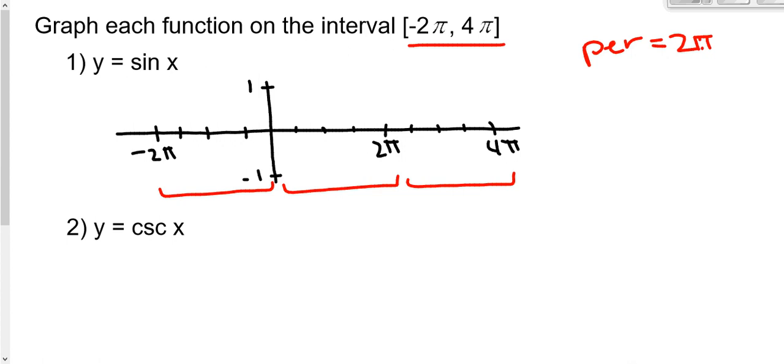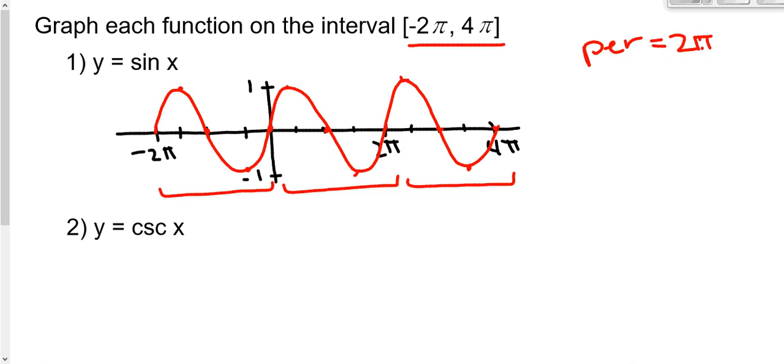Start at 0, 0, so start at the middle, then you go to the top, to the middle, to the bottom, to the middle, to the top, to the middle, to the bottom, to the middle, and on the other side, we're at the middle, to the bottom, to the middle, to the top, to the middle. That gets your main points in place, and then you connect with a nice smooth curve, and there's your sine graph.